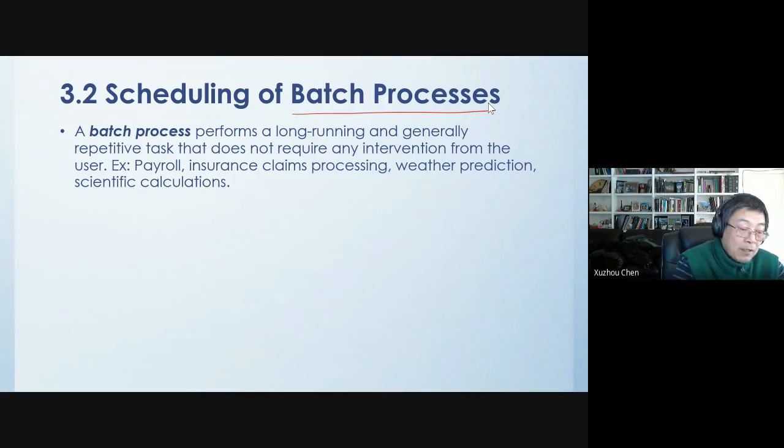Batch processes typically run on huge mainframe computer systems. So you have a couple of tasks you want to run, and these processes wait in a line to fight for the CPU. Once a process is selected, it takes the CPU and runs, and then comes the next one. So basically it performs a long-running and generally repetitive task that does not require any intervention from the users.